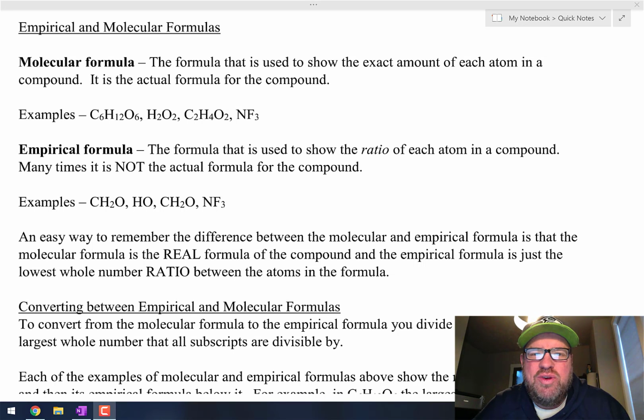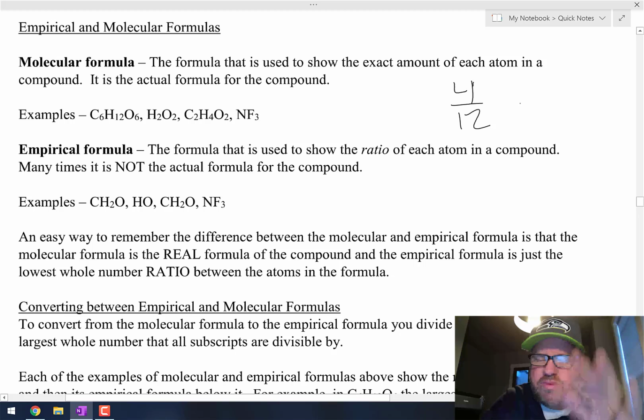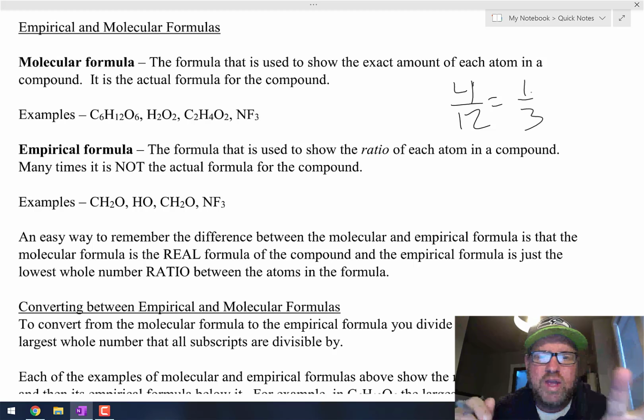Many times when you're doing problems with math, you end up with a fraction, such as 4 over 12. And your teacher says, hey, you need to reduce that. Don't leave it as 4 over 12. So you go, oh yeah, that's equal to 1/3. Okay? The same thing happens with chemistry sometimes, is there's two different ways to write the formula of a compound.